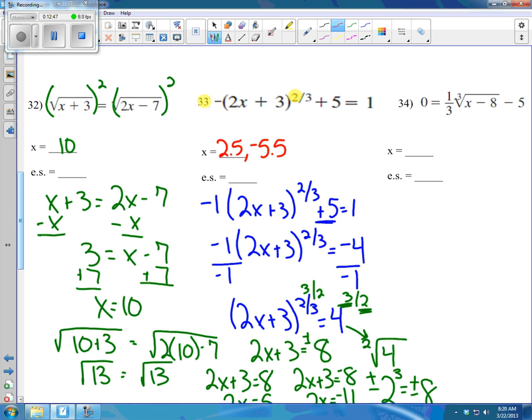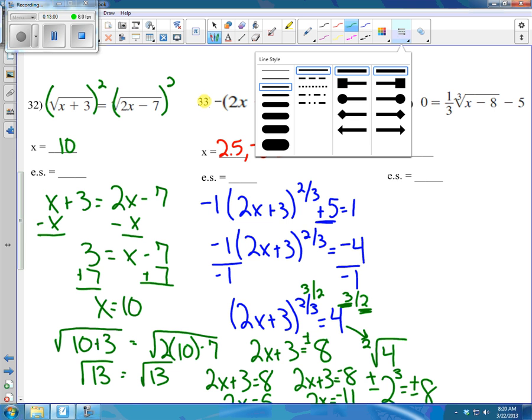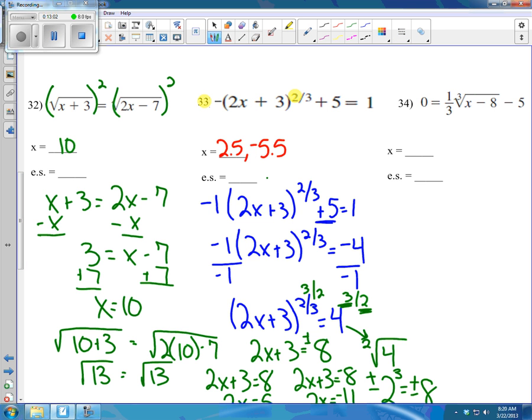And let's go to the final one. So on the final problem for the solving, my job is to get x by itself. And when I get x by itself, I need to move the 1/3. I need to move the cube root. I need to move the 8 and the 5. So the first thing I'm going to move is the 5. I'm going to move my addition or subtraction. So I'm just going to be adding 5 up here really quick.